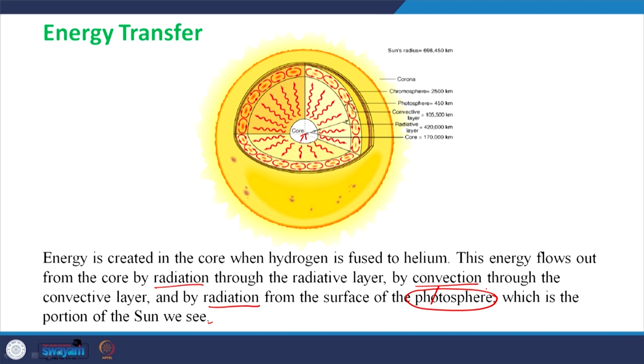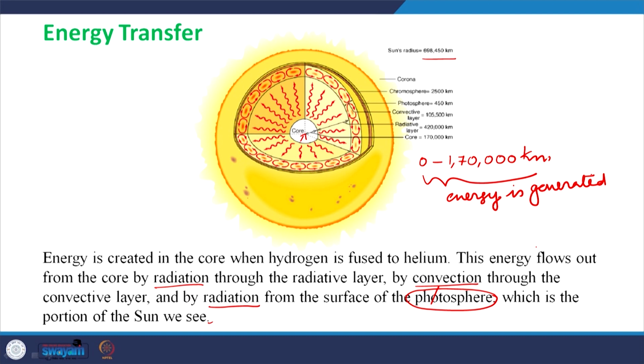Now, let us just look at the sizes. The sun's radius is 6,98,450 kilometers. Let us say starting from 0, the core exists up to a height of 1,70,000 kilometers. So, 0 to 1,70,000 kilometers is just the core. This is where energy is generated. That is it.